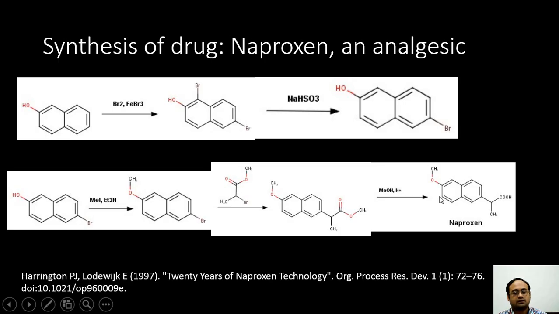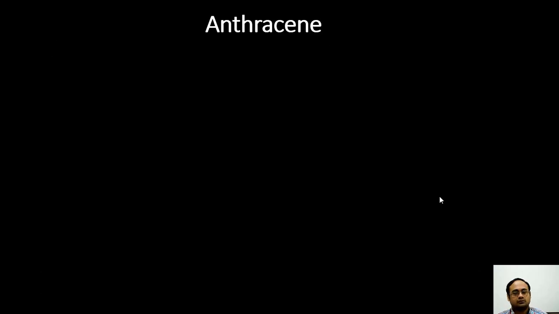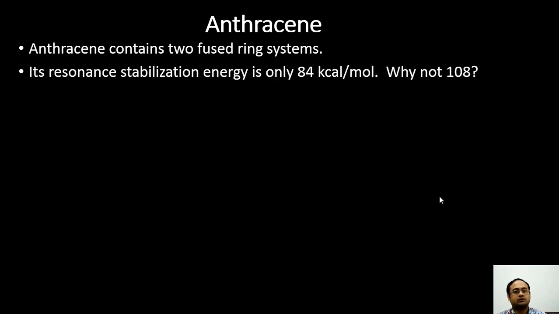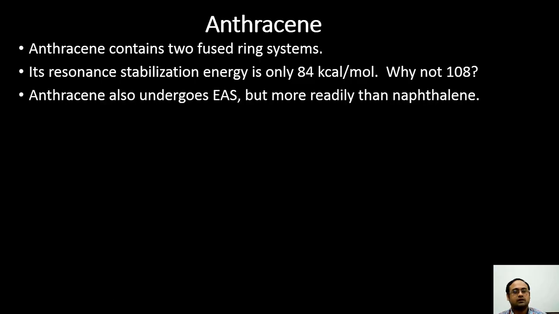More details about this reaction can be found in these references, and further we can discuss more about it in the classroom. Then we move to the study of anthracene. Anthracene contains three benzene rings which are fused to each other, and its resonance stabilization energy is 84 kilocalories per mole instead of the 108 kilocalories that one would expect if there are 3 benzene rings in it. Similar to naphthalene, we can draw the resonance structures for anthracene and show why its aromaticity is less than 108 and why it is only 84 kilocalories.